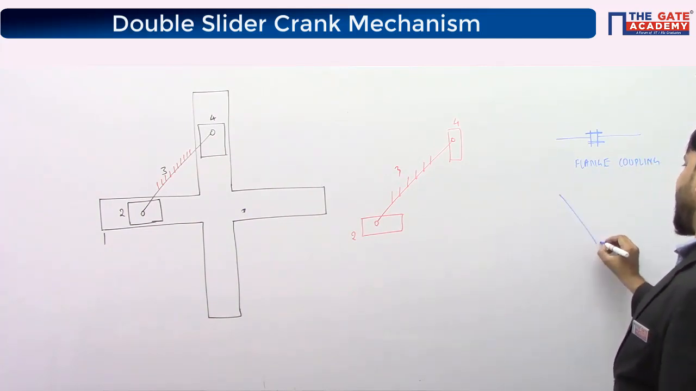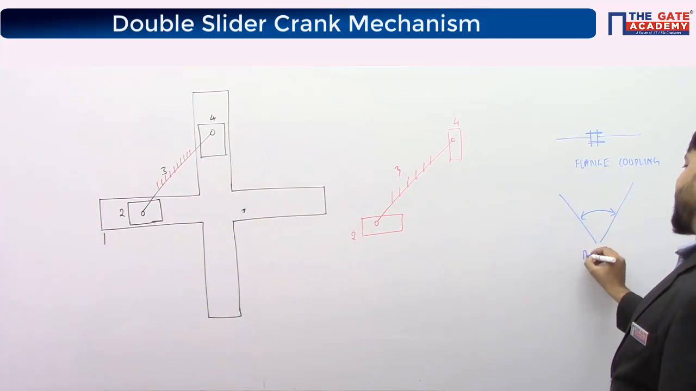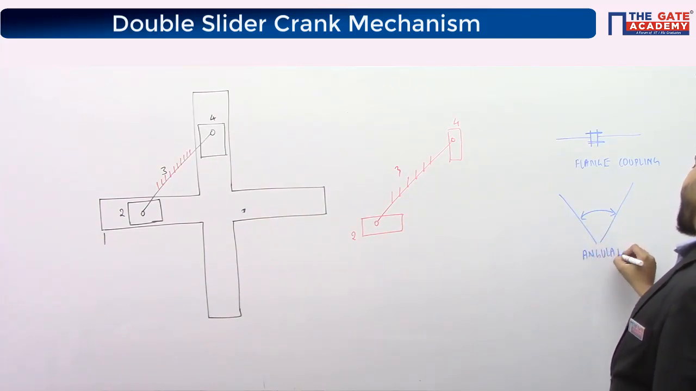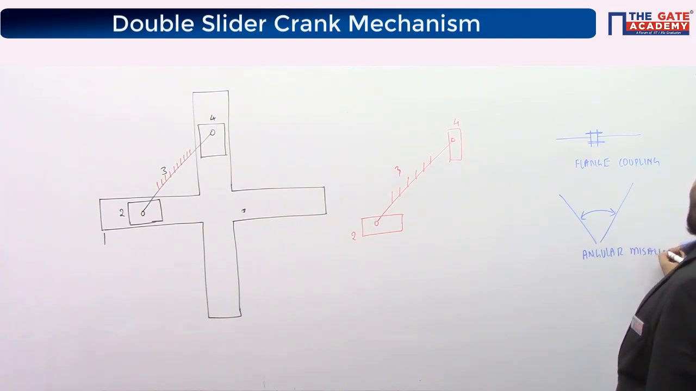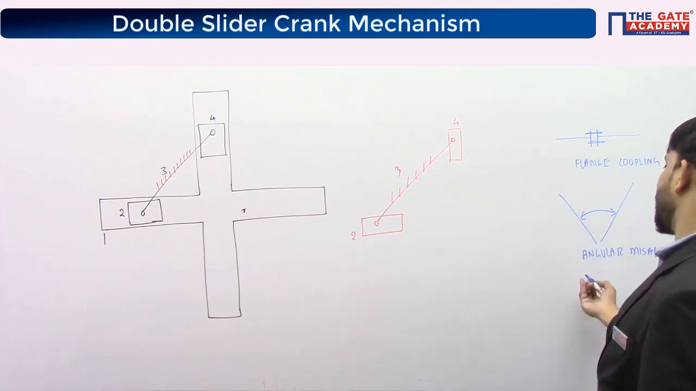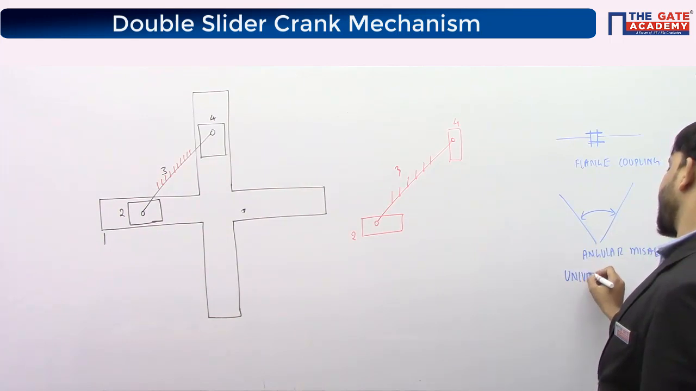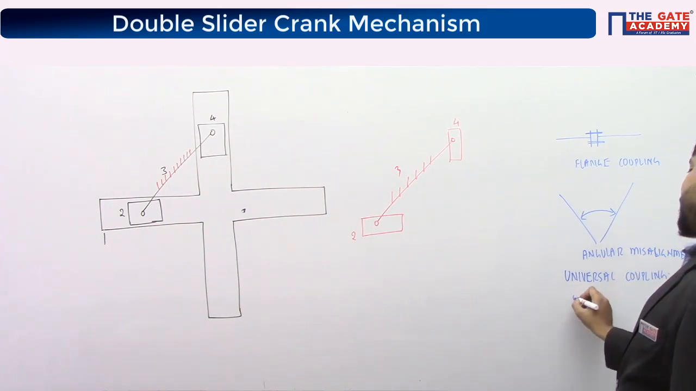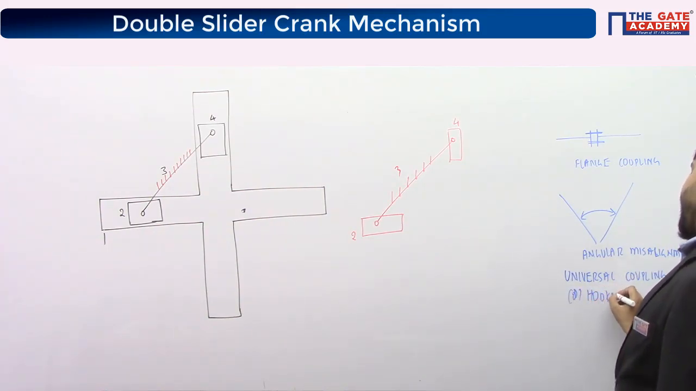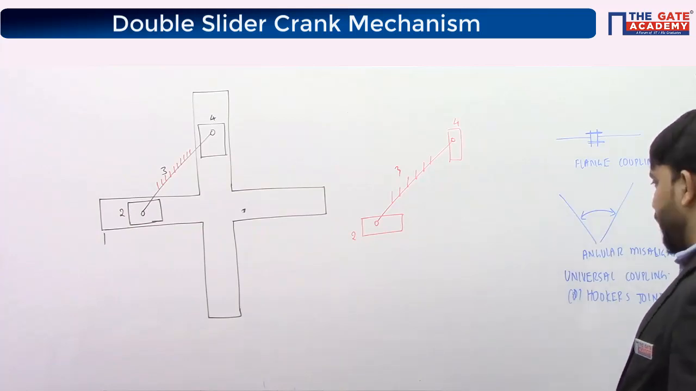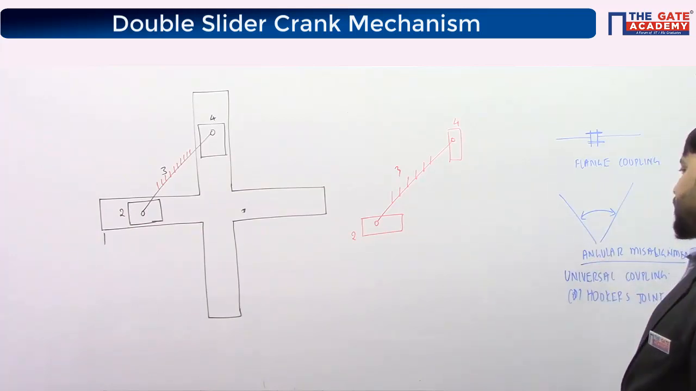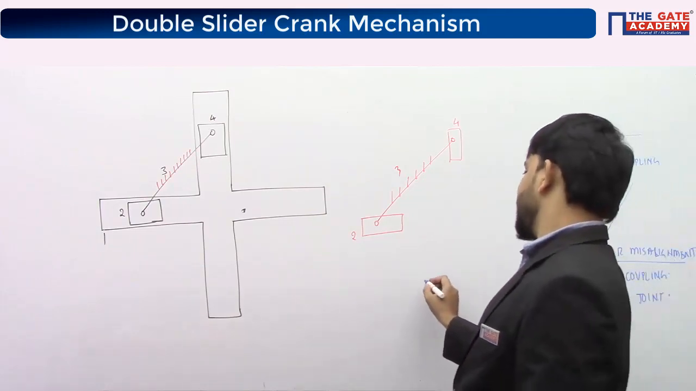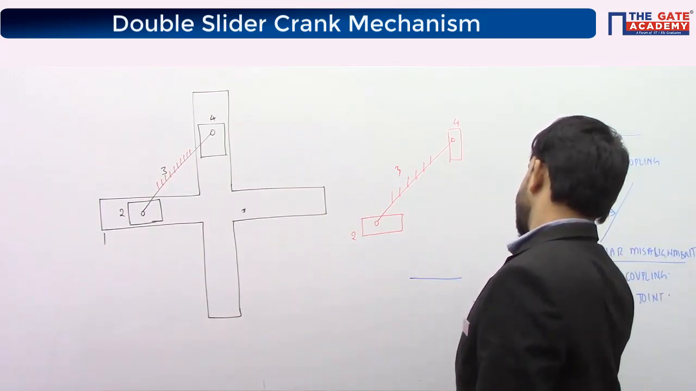When our two shafts have this kind of misalignment, it is called angular misalignment. For angular misalignment, we go for a universal coupling, which is also called a Hooke's joint, okay? For angular misalignments, we go for Hooke's joint or universal coupling, and this is called linear misalignment, okay?